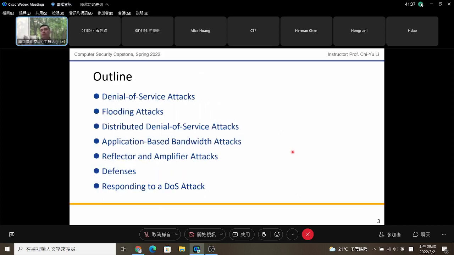Okay, so here is the outline. First of all, we will talk about some conventional, traditional DOS attacks. Then we will talk about flooding attacks. Then DDoS attacks and application-based bandwidth attacks. Then finally, we will talk about reflector and amplifier attacks. This is related to project 1. Then we will talk about defenses and responding to a DOS attack.